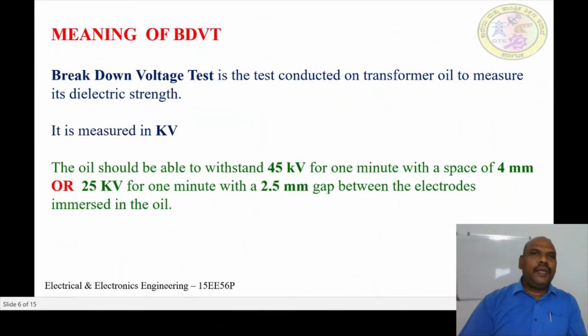So let us see what is meant by BDVT. Breakdown voltage test is the test conducted on transformer oil to measure its dielectric strength. So dielectric strength is nothing but the insulating property of the transformer oil and it is measured in kV, that is kilovolts. The oil should be able to withstand 45 kV for 1 minute with a space of 4 mm or 25 kV for 1 minute with a 2.5 mm gap between the electrodes immersed in the oil. So this you will understand when I demonstrate the experiment.